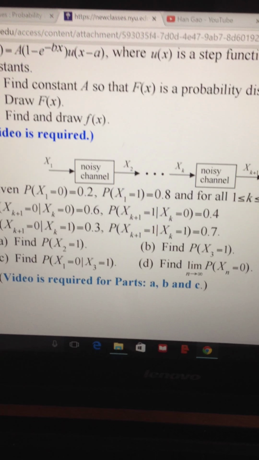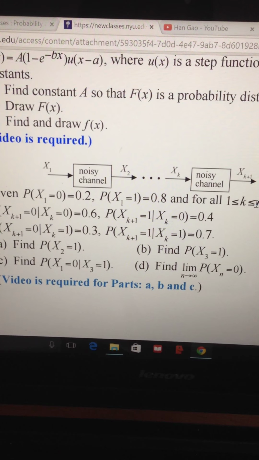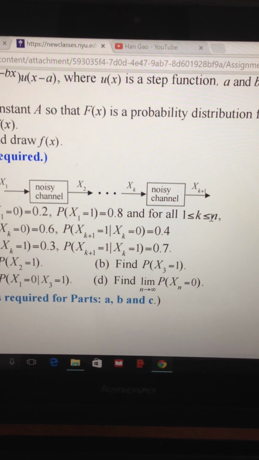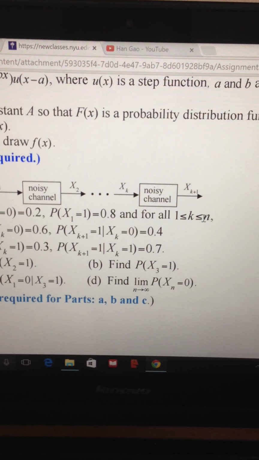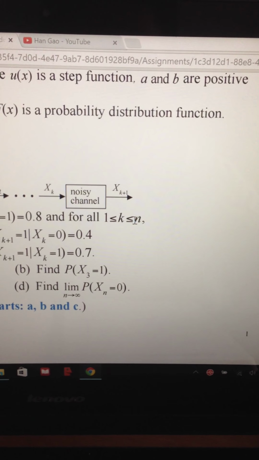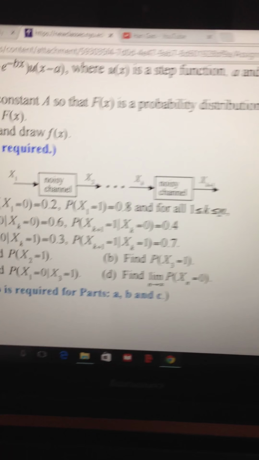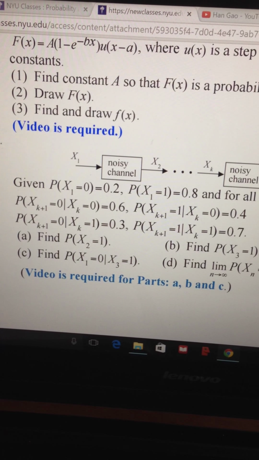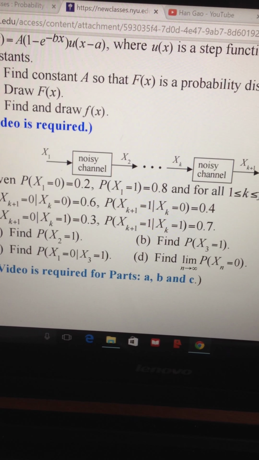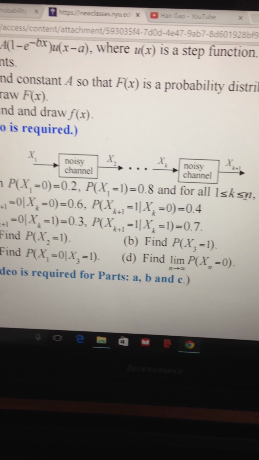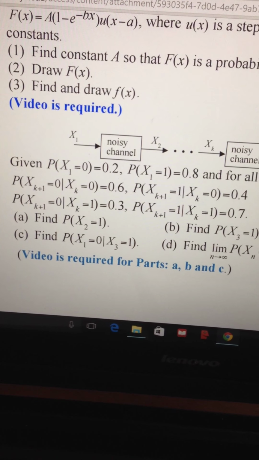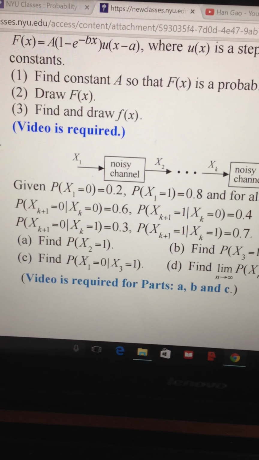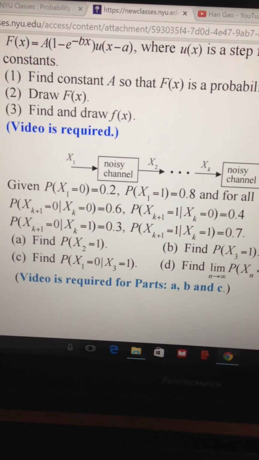There is a series of noisy channels. When we input x1, we get x2, and when we input x2, we get x3, and finally the output is x(k+1). Given the probability of x1 equals 0 is 0.2 and some other conditions, let's figure out the first part: find the probability of x2 equals 1.